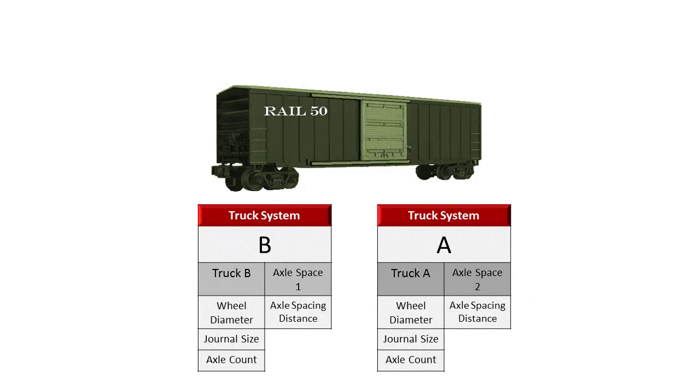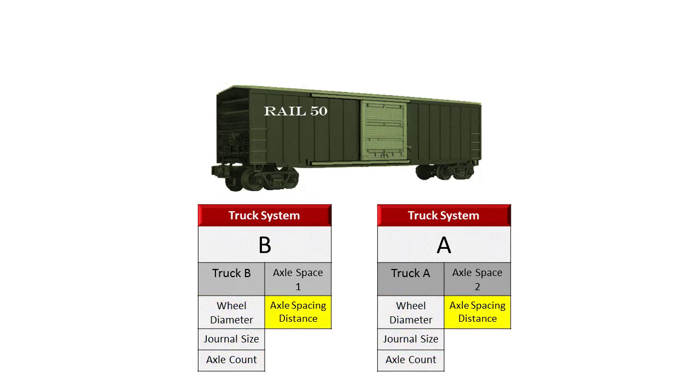Truck systems are further divided into truck and axle space components. Trucks use the same convention as truck systems, starting with B and ending with A. Axle space locations are numbered from end to end, starting with 1. Specific information regarding wheel diameter, journal size, and axle count is associated with each truck. One or more trucks can be associated with a truck system.